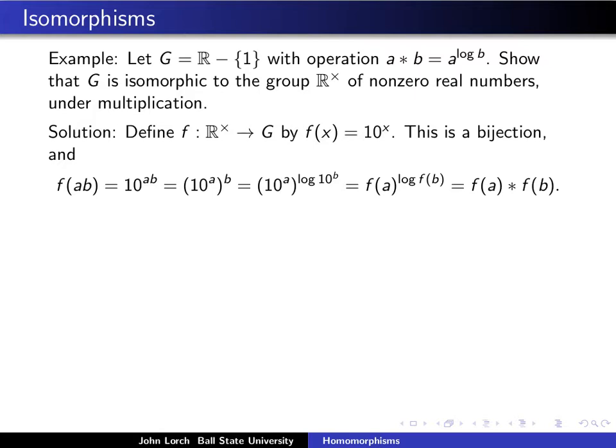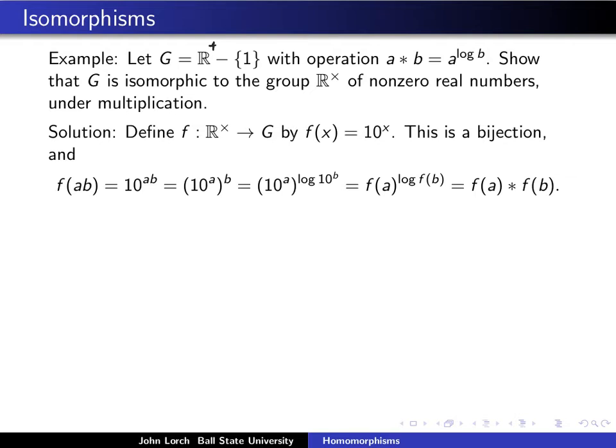Our next example involves a group that you might recall with fondness from the beginning of the course. We have this group G that consists of the positive real numbers except for 1. And the operation that we put on this set is A star B equaling A to the log base 10 of B. Now, we saw much earlier in the course that this actually is a binary operation on this set, and in fact, it's a group. Now, this looks superficially like an unfamiliar object to us.